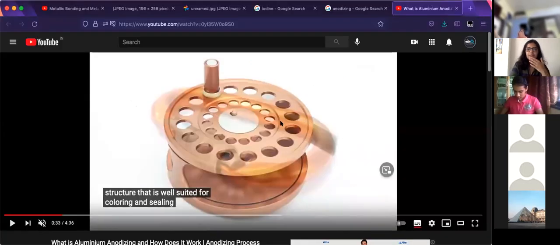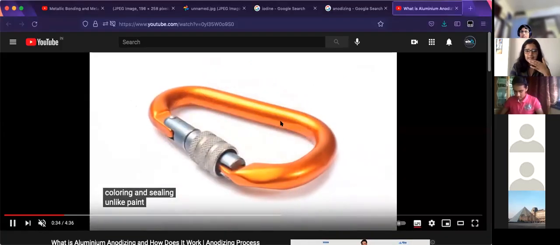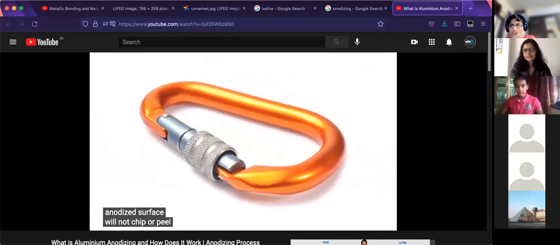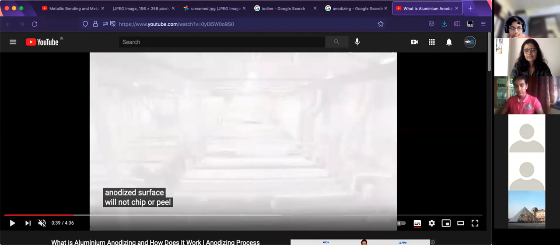Yeah, there you go. This is how the anodizing process works. You can see the anodized surface. If you put paint on something, paint can always come off, you can chip it away, right? But with anodizing, you don't have that risk. That's an advantage. That's why for aluminium things you prefer anodizing it.